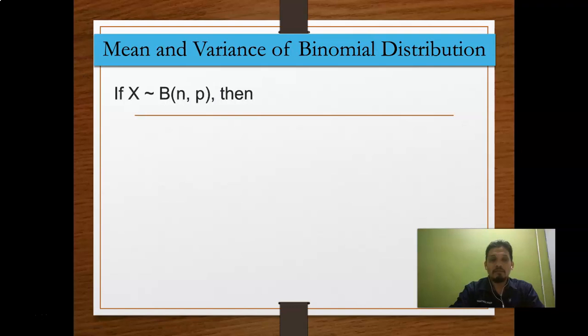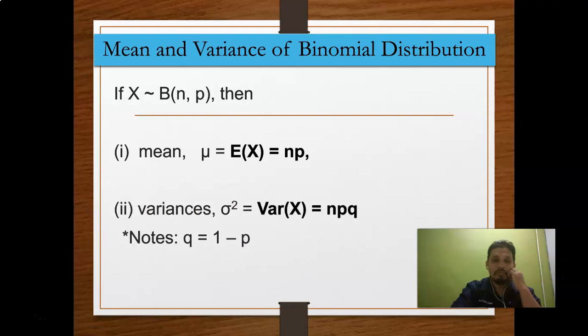Mean and variance of binomial. If X is distributed binomially with n number of trials and p probability of success, then mean is n multiplied by p, and variance equals n, the number of trials, multiplied by probability of success multiplied by probability of failure.